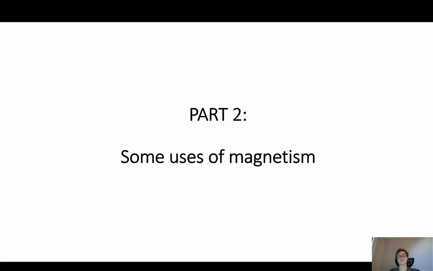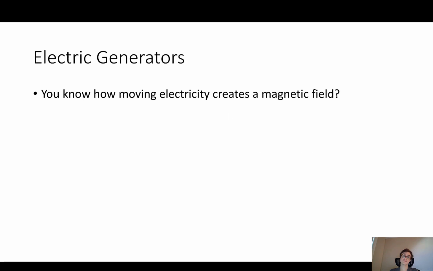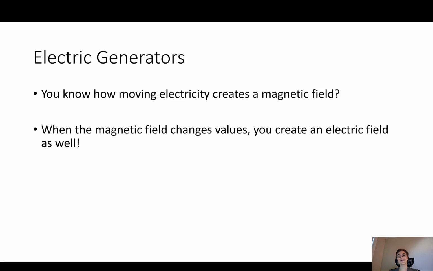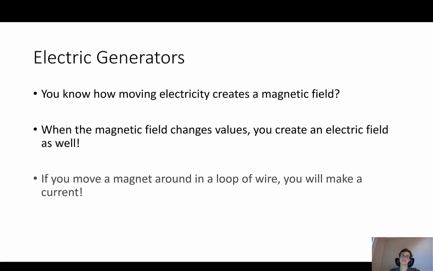Now I want to teach you about some basic uses of magnetism. So remember when I talked about light as an electromagnetic field, and I said that the electric fields create the magnetic fields, and the magnetic fields create the electric fields? This happens. When a magnetic field changes values, when the arrow changes, you create an electric field that goes along with it as well. So that means that if you take a magnet and you move it around a wire, you're going to create a current. You're going to create electricity.